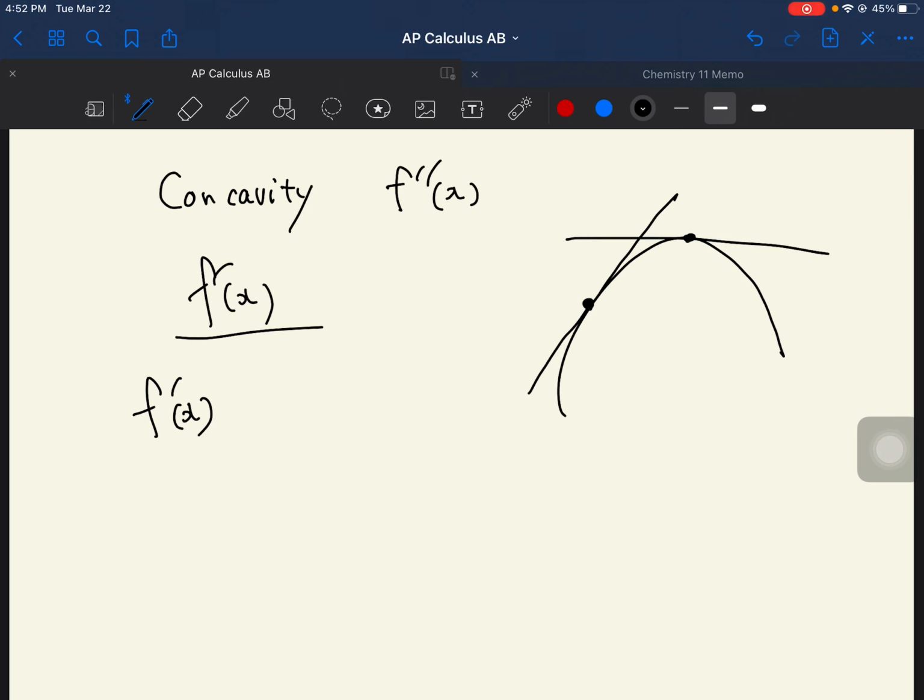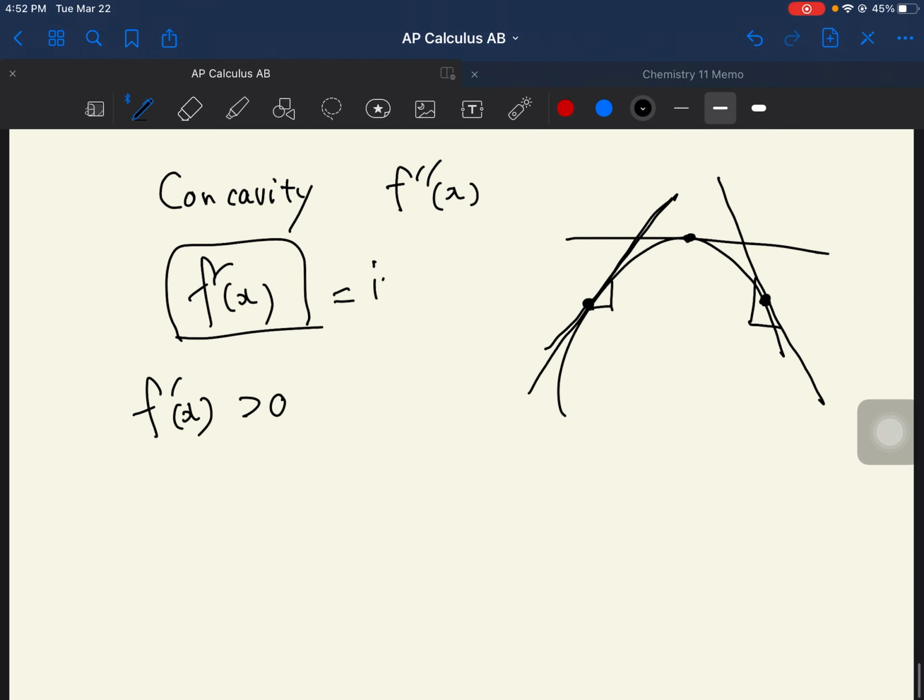If the value of f prime of x is positive, the graph is increasing. Because if the slope is positive, the graph is definitely increasing. And for example, this one, obviously the slope is negative and f prime of x is negative. It's obviously decreasing, right? So f prime of x simply tells us whether the graph is increasing or decreasing.